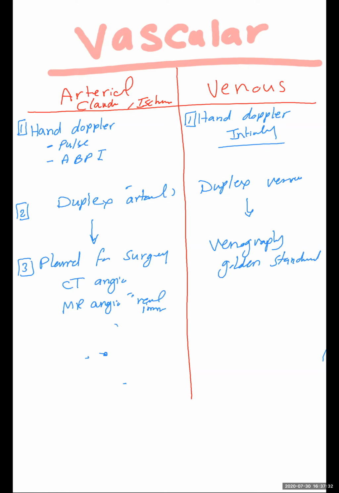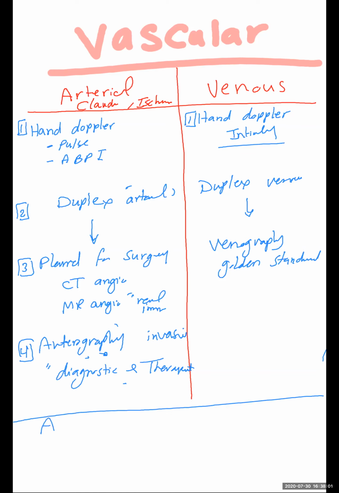You have another option in arterial. Number 4, arteriography. This is not done, yaani not done, because this is an invasive technique. This is invasive. So this is diagnostic and therapeutic. Any artery you want to diagnose, CT angio. Whatever the condition. Okay, this is how to do vascular imaging.